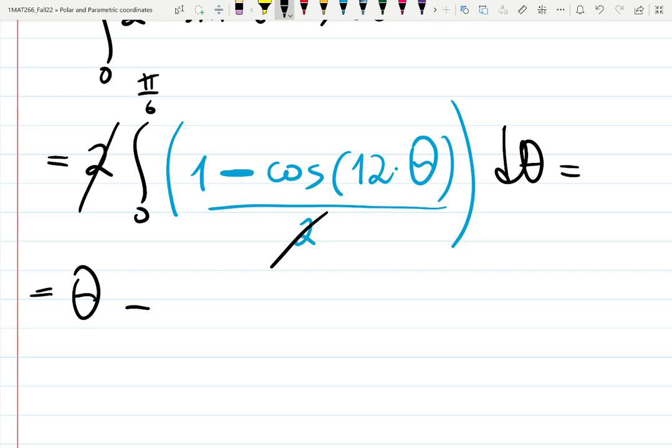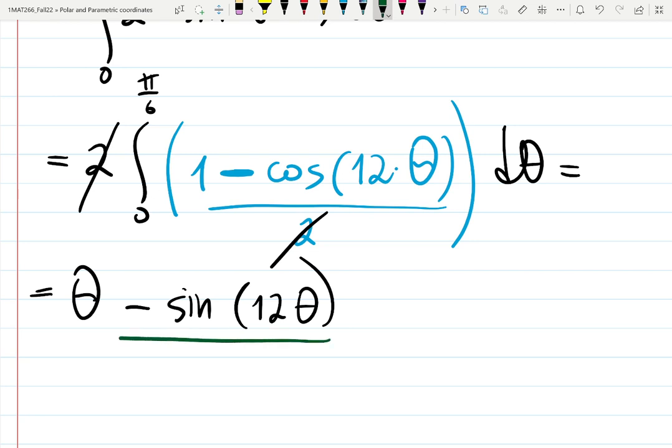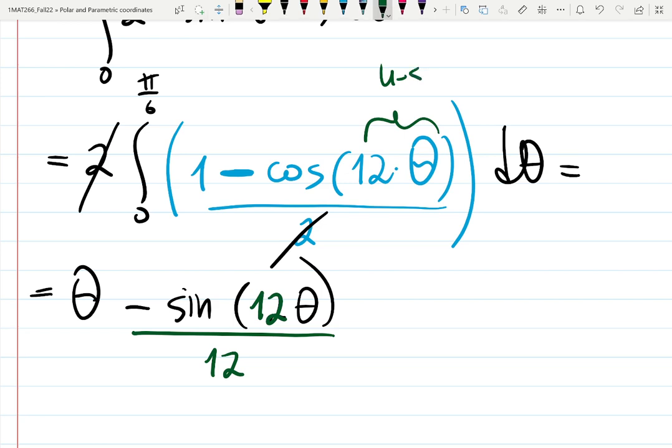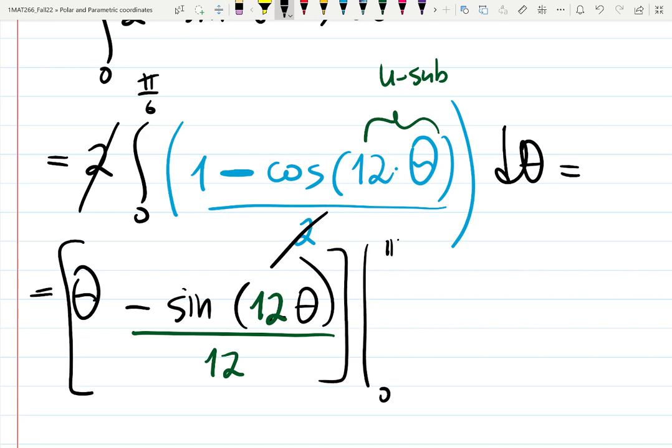Minus integral of cosine is sine 12 theta. But then I'm going to divide by the leading coefficient 12. That is U sub. Perform U sub. If you don't know U sub shortcuts, I use the shortcut. And instead of plus C, we have a bar from 0 to pi over 6. Plug pi over 6 and plug 0 everywhere.